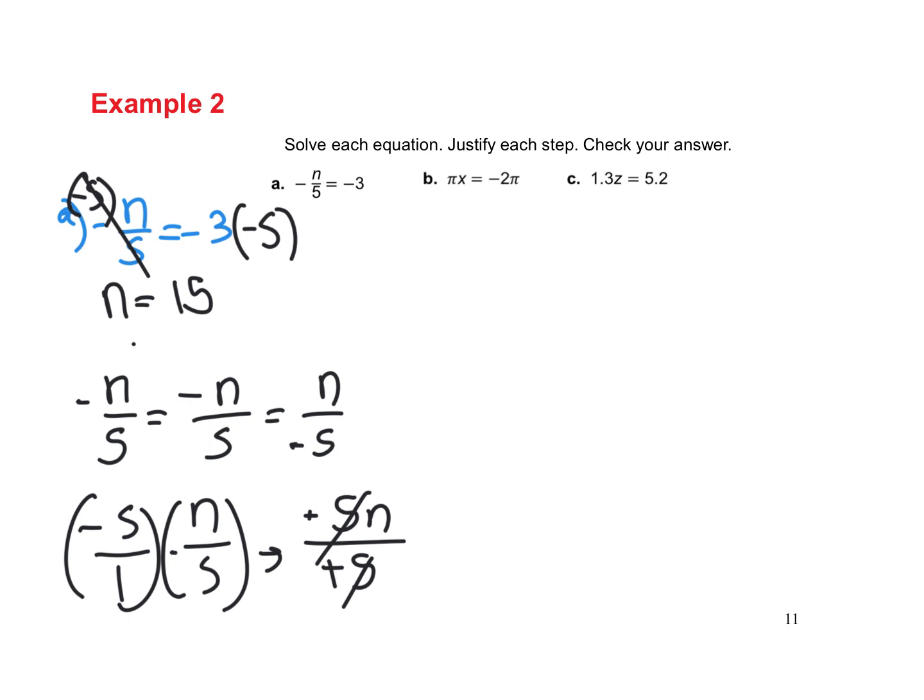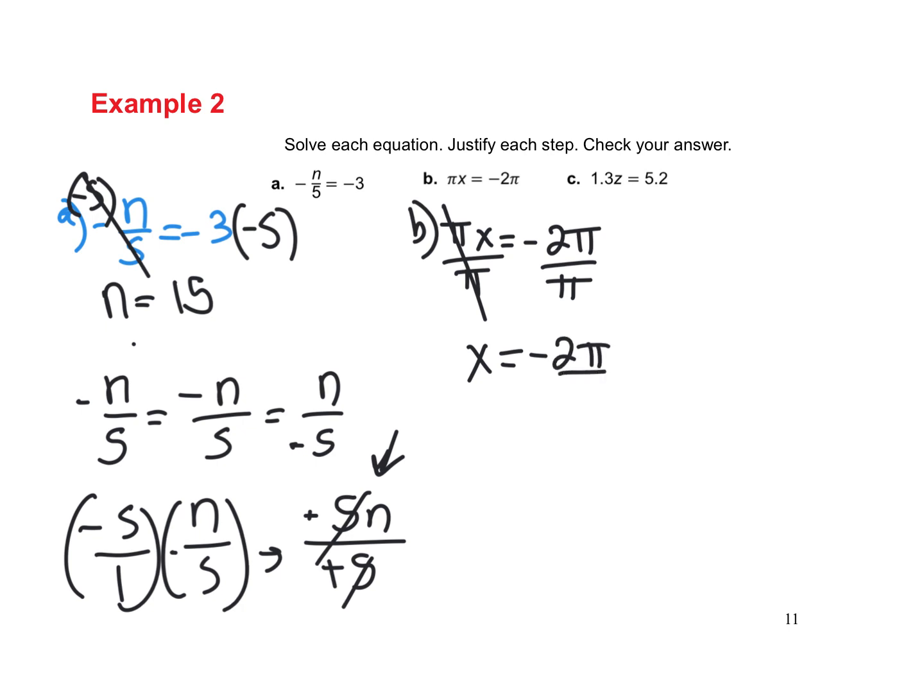Now for the next one, we have pi x equals -2 pi. Now, I want you guys to realize that you can do the same thing with pi that you can do with any other number. So, usually we divide by pi on both sides. It's going to cancel out because of the same thing I showed you guys here. So, it's going to be x is equal to -2 pi over pi, which the pi's are going to cancel out, and we're just going to be left with x is equal to -2.